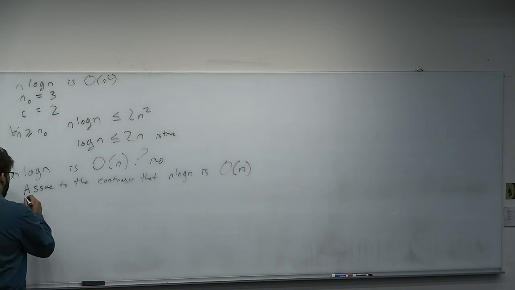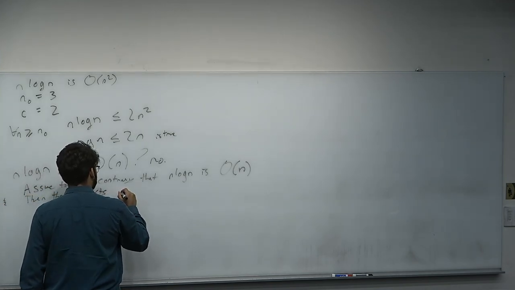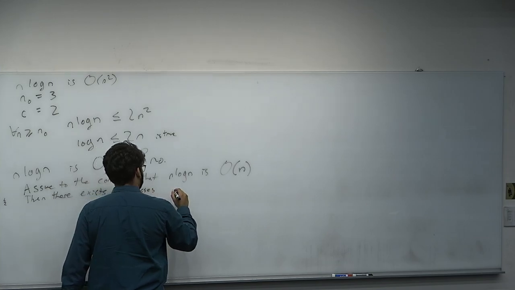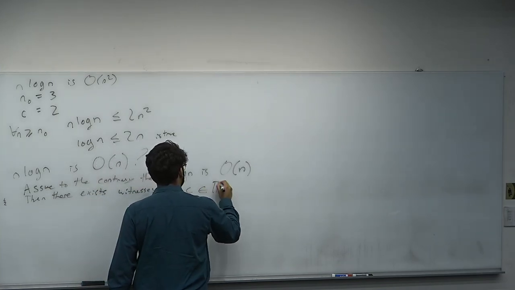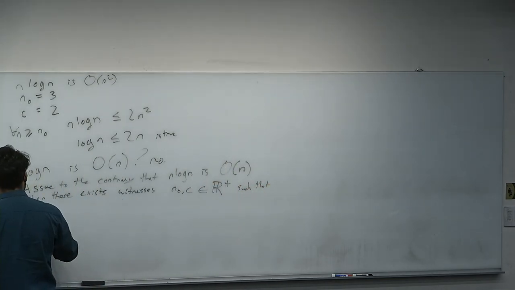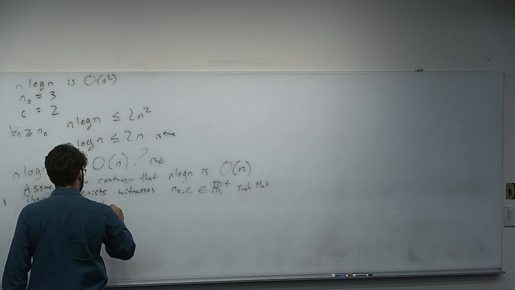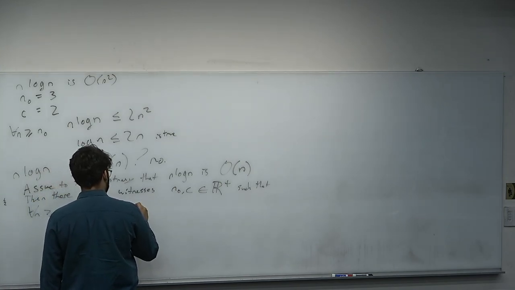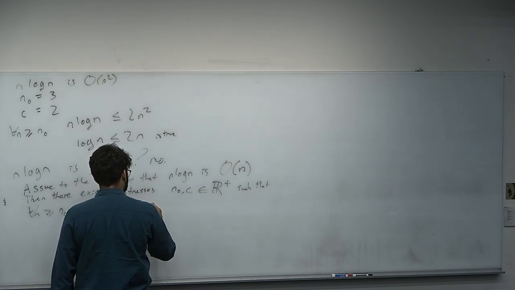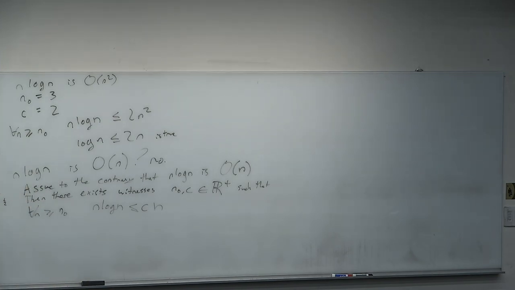That means then there exists witnesses n naught, c, which are elements of the positive reals, such that for all n greater than n naught, n log of n is less than or equal to c n. Okay. Now, we may suppose that n naught is positive, just so we don't have to divide by zero.